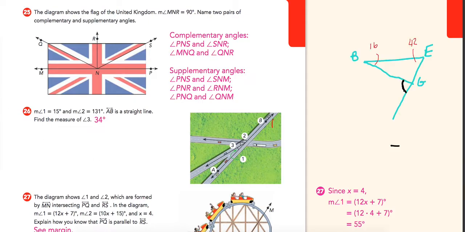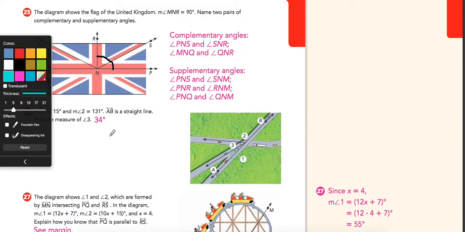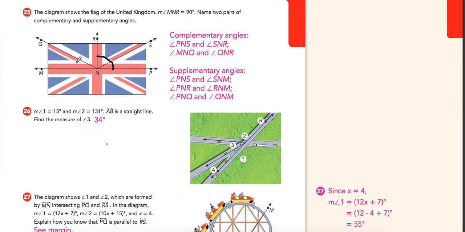So the complementaries that I could see here, so we have PNS, which is this one, and SNR is this one, as well as we have MNQ. So MNQ is this, along with QNR, which is that. Those are two pairs of complementaries.